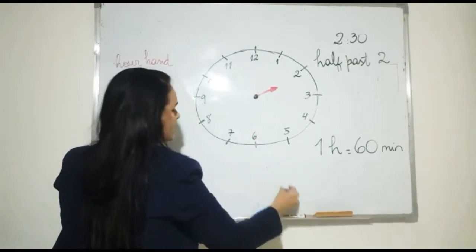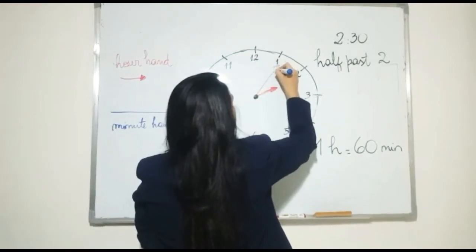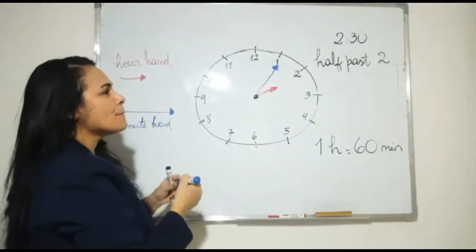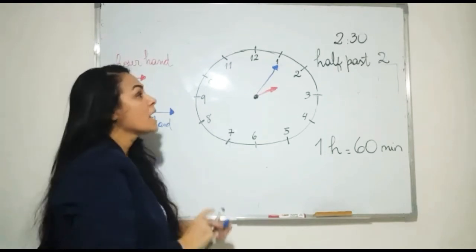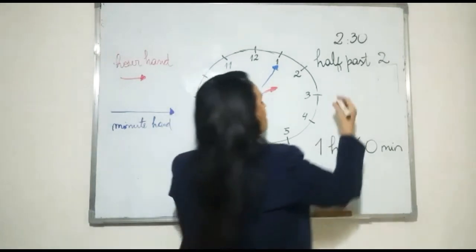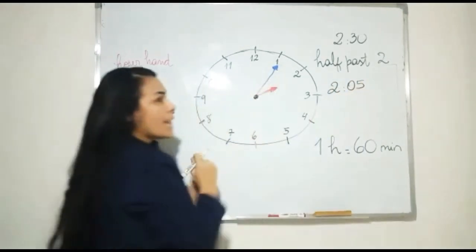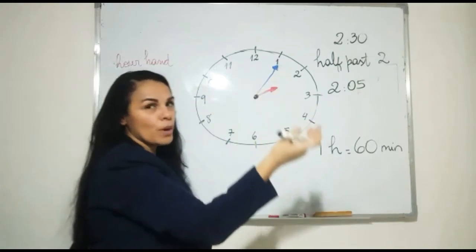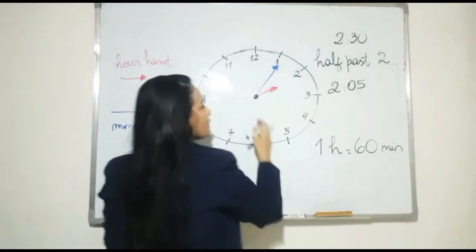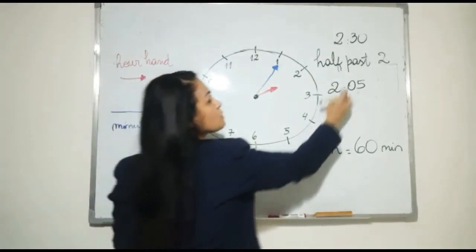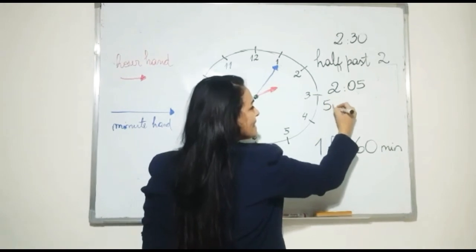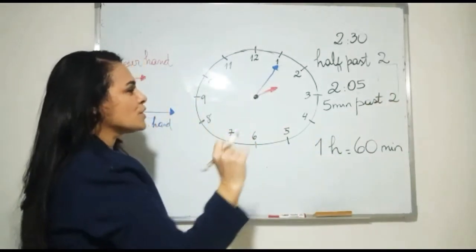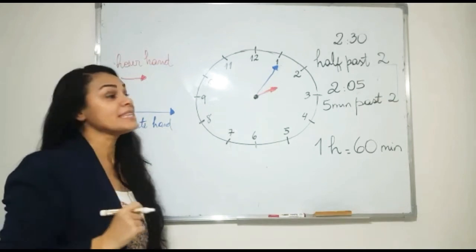Okay, great, no problem. What about now? What about if the minute hand is here? Right here. What is the time? You say 2:05. Good. But you can say it in another way. We are not going to use half, because half is here. But we are going to use past. 5 minutes past two. Good. Perfect.